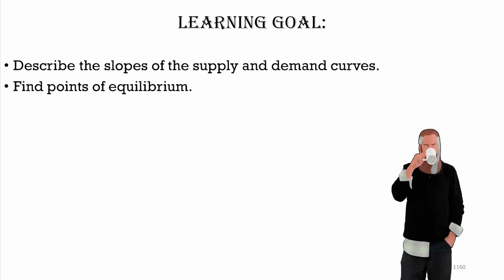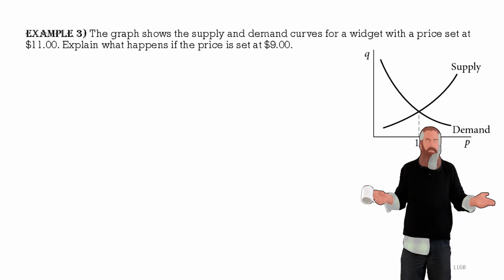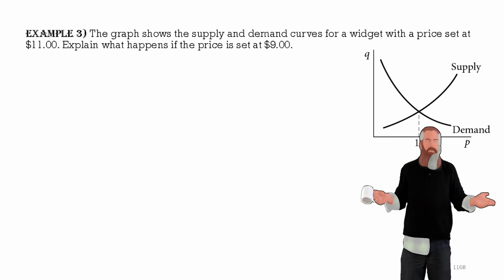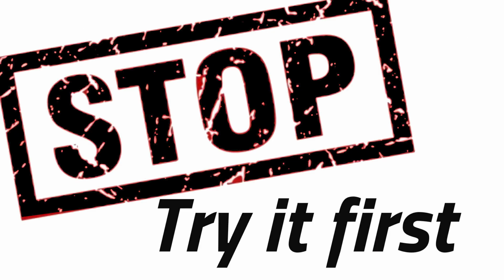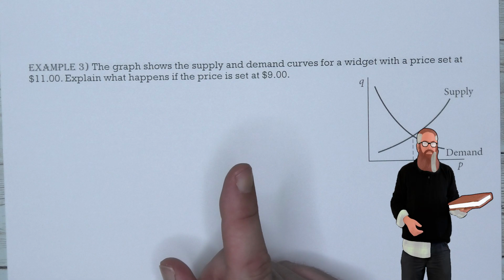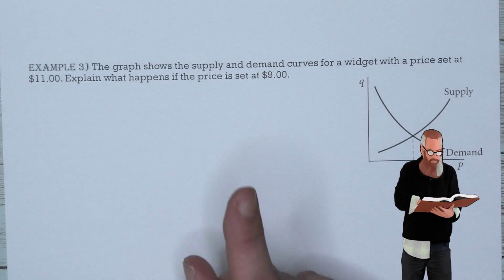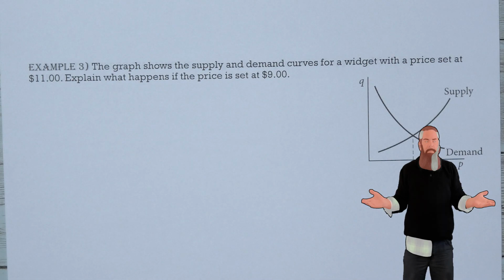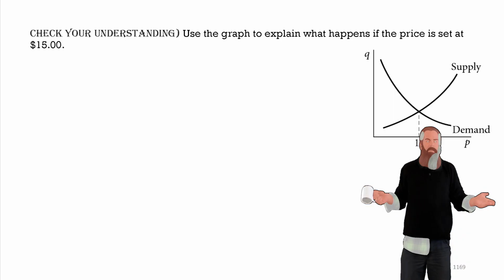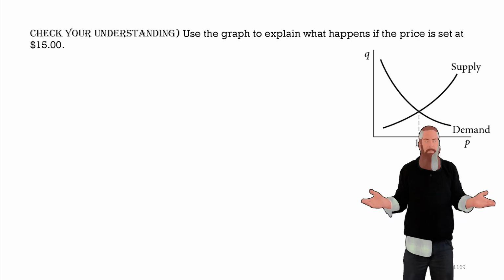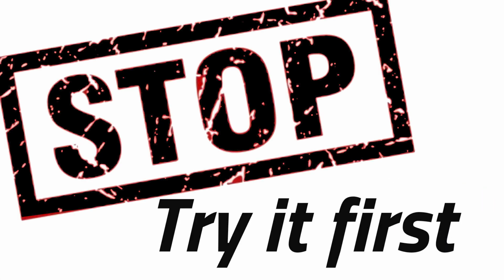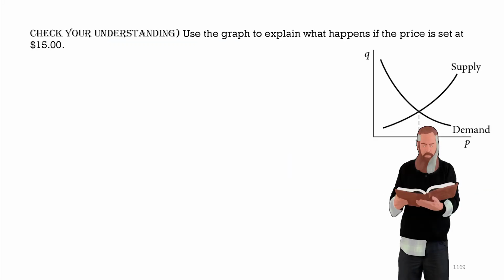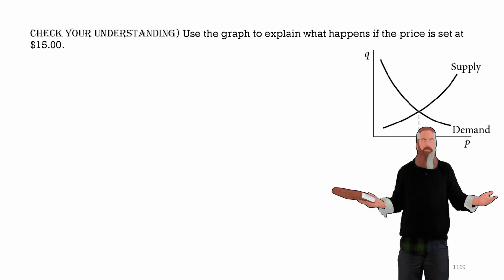Now, let's find the points of equilibrium. The graph shows the supply and demand curves for a widget with an equilibrium price of $11. Explain what happens if the price is set at $9. Because $9 is less than the equilibrium price, demand will exceed supply. Suppliers will attempt to sell the widget at a higher price. Let's check our understanding of this. Use the graph to explain what happens if the price is set at $15. Supply will exceed demand. Suppliers will attempt to sell the excess widgets by lowering the price.